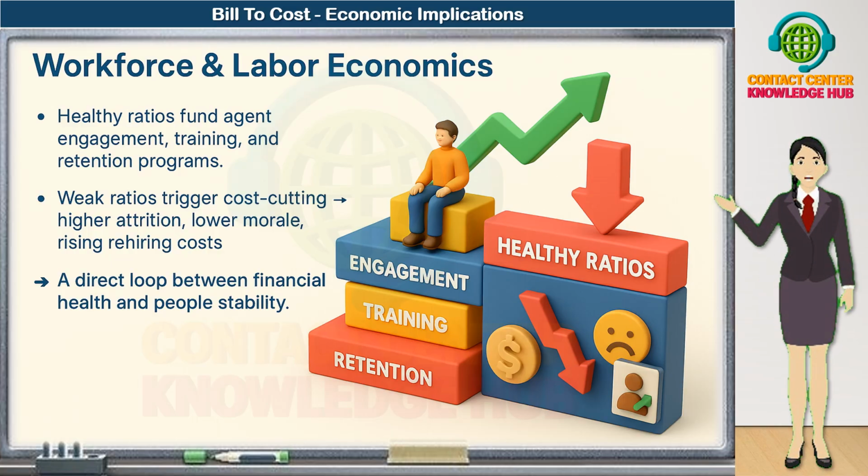But when the ratio weakens, leadership often has to cut costs, reduce incentives, and limit investments in people development. Over time, this causes higher attrition, lower morale, and rising rehiring and training expenses, creating a negative economic loop. Key insight: there is a direct connection between financial health and people stability. A strong ratio doesn't just improve profits, it sustains a happy, skilled, and loyal workforce that fuels long-term success.